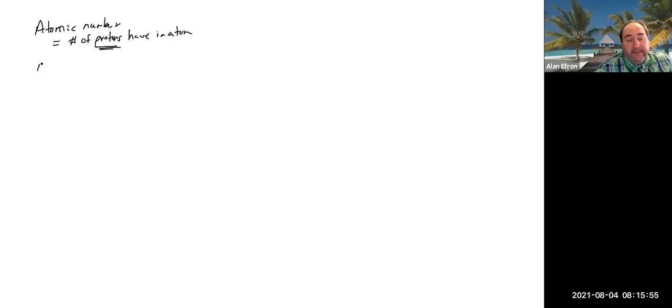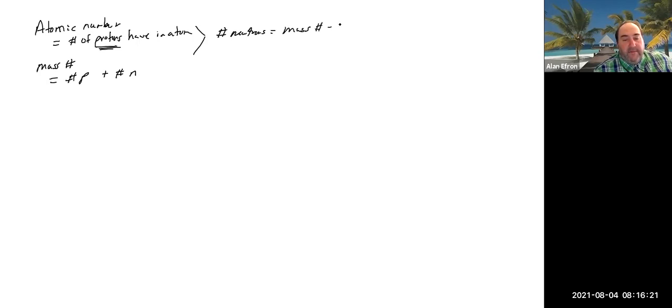We also talked about the mass number. And the mass number is the number of protons plus the number of neutrons that you have in an atom. The nice thing about these two is you can use them to figure out the number of neutrons that are present, as the number of neutrons is obviously the mass number minus the atomic number. Remember that when we look at the periodic table and we look at the elements that are present there, on the top there is the atomic number.